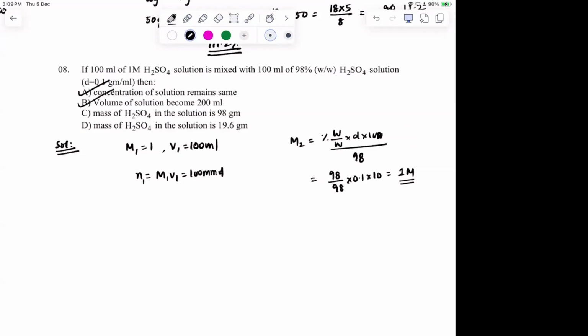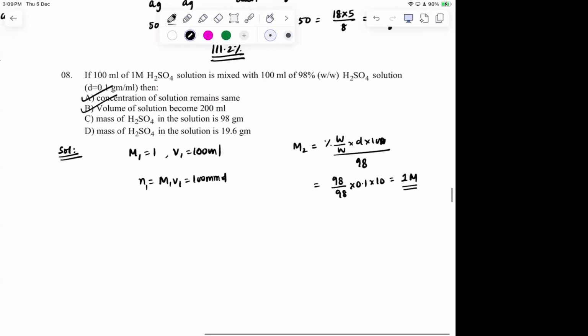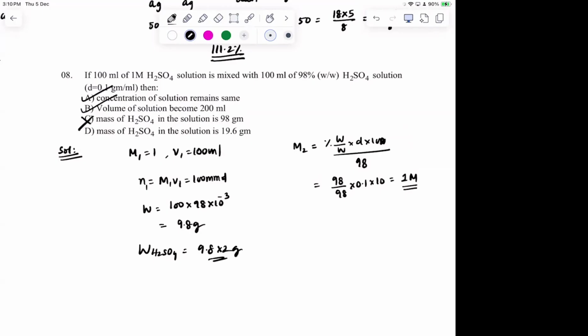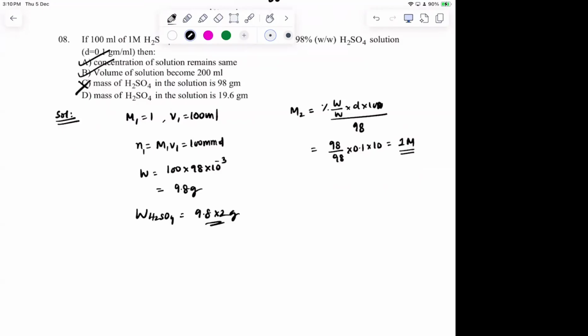Mass of H2SO4 in the solution is 98. If it is 1 molar and this much, the number of moles is 100 millimole. So weight will be 100 millimole into 98 into 10 raised to the power of minus 3. So that makes it how much? 9.8 grams. So total weight of H2SO4 will be 9.8 grams into 2. So that is the total weight. So C is incorrect. Mass of H2SO4 is 19.6. That is correct. So D is correct.